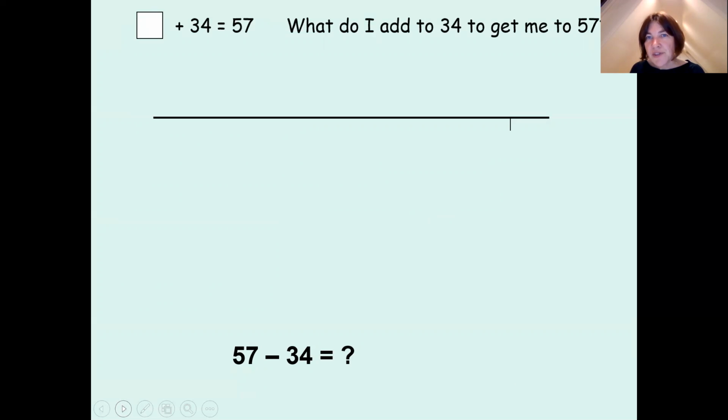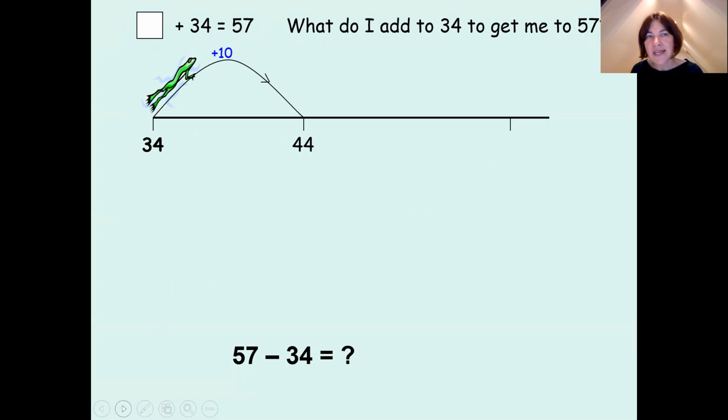What do I add to 34 to get me to 57? Questions that children find really difficult at year 2 are these missing box questions. This is where the bar model can help us. I can think of it as, what I know my whole is 57. I've got 34. What do I need to add on to get me to 57?